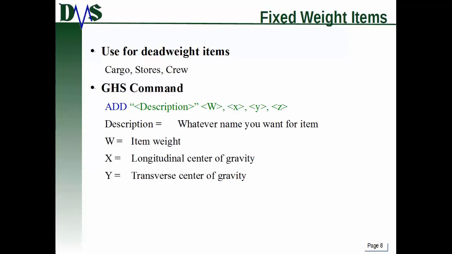Now, the way you add a fixed weight is you use the command add. So it's ADD. In quotation marks is whatever description you want for your named item. And then just like the weight command, it's 4 values. The weight, LCG, TCG, and VCG. Longitudinal, transverse, and vertical center of gravity.